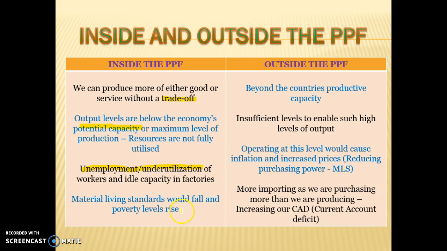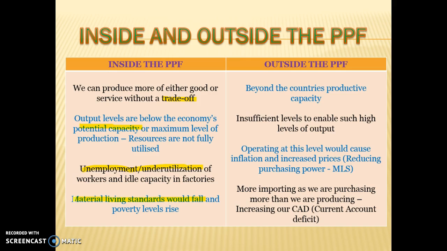If we're working within our PPF, material living standards would fall. We are not producing the amount of goods and services we are capable of, and therefore people's living standards will fall and poverty levels would rise. If we're working outside the PPF, this is beyond our productive capacity. We don't have the resources for this level of output. If we tried to produce at this level, it's likely just to cause inflation and increase prices.